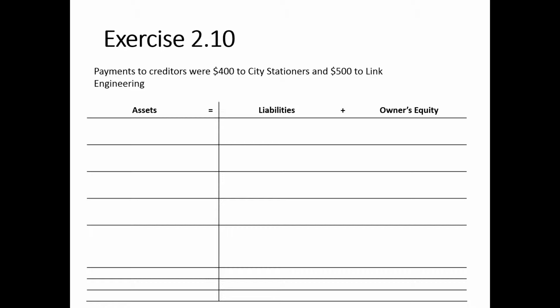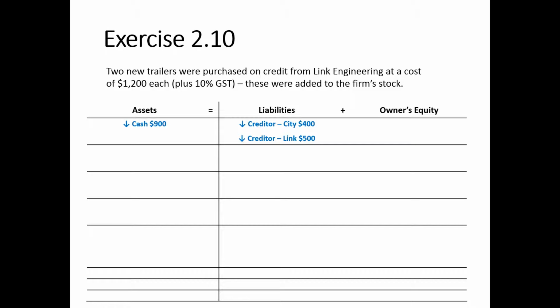balance. So the first thing we've got is payments to creditors for $400 to City Stationers and $500 to Link Engineering. So we've got less cash, and then we'll decrease our creditors, each of them separately as so. We've then got 2 new trailers bought on credit. It's important to remember that this business sells trailers, so that actually becomes stock. So we've got more inventory.